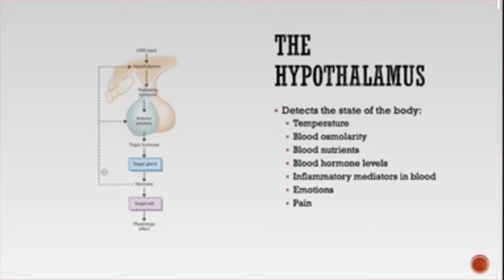And then when there's the appropriate amount of hormone circulating through the body, it sends a message back up to the hypothalamus that the secretion of all these other hormones does not need to be done. So it's kind of like a chain reaction.